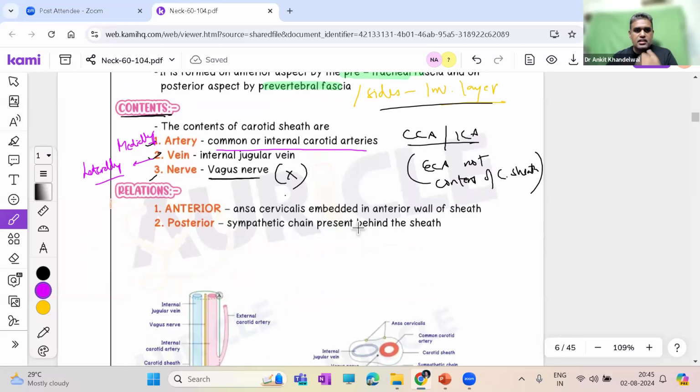Okay, so these are the relations, anterior and posterior, in the carotid sheath. What do we have? Anteriorly, we have the ansa cervicalis. That is again a loop of nerve. And posteriorly, we have the sympathetic chain. So this is also asked in a question separately.